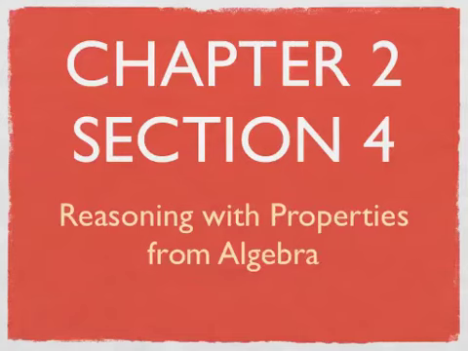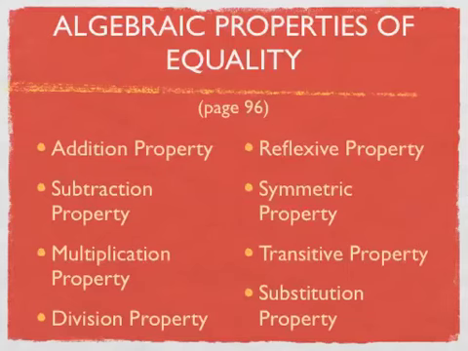Chapter 2, Section 4, Reasoning with Properties from Algebra. The algebraic properties of equality are on page 96 of your book, but I'll quickly tell you about each one of them. To see it in writing, go ahead and flip to page 96.